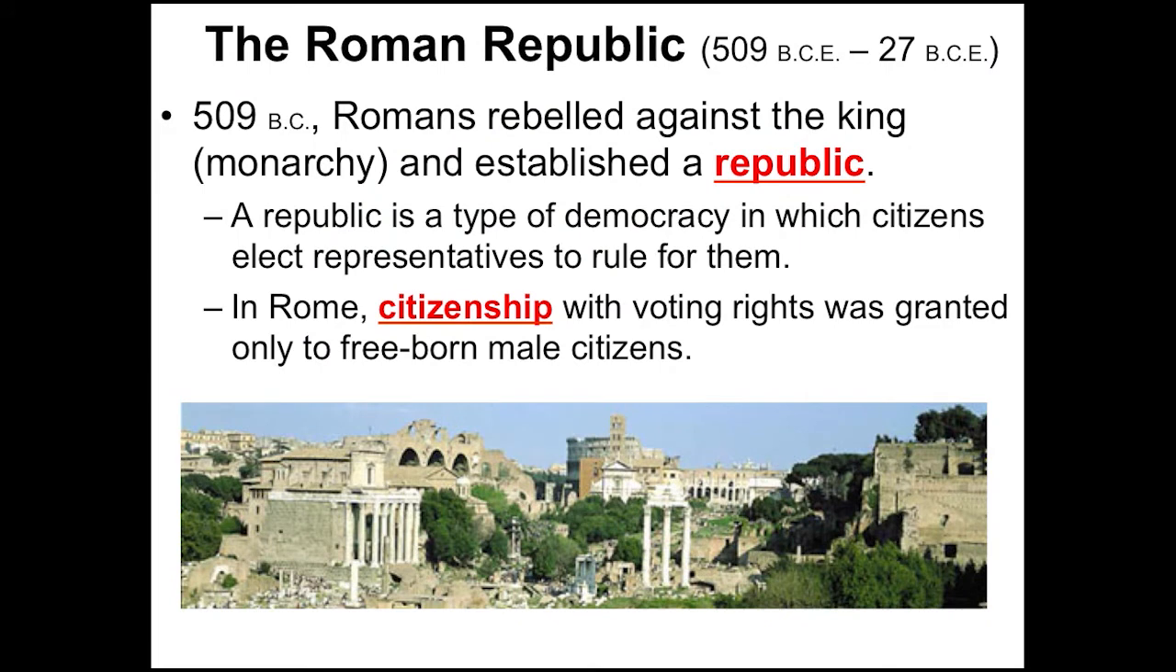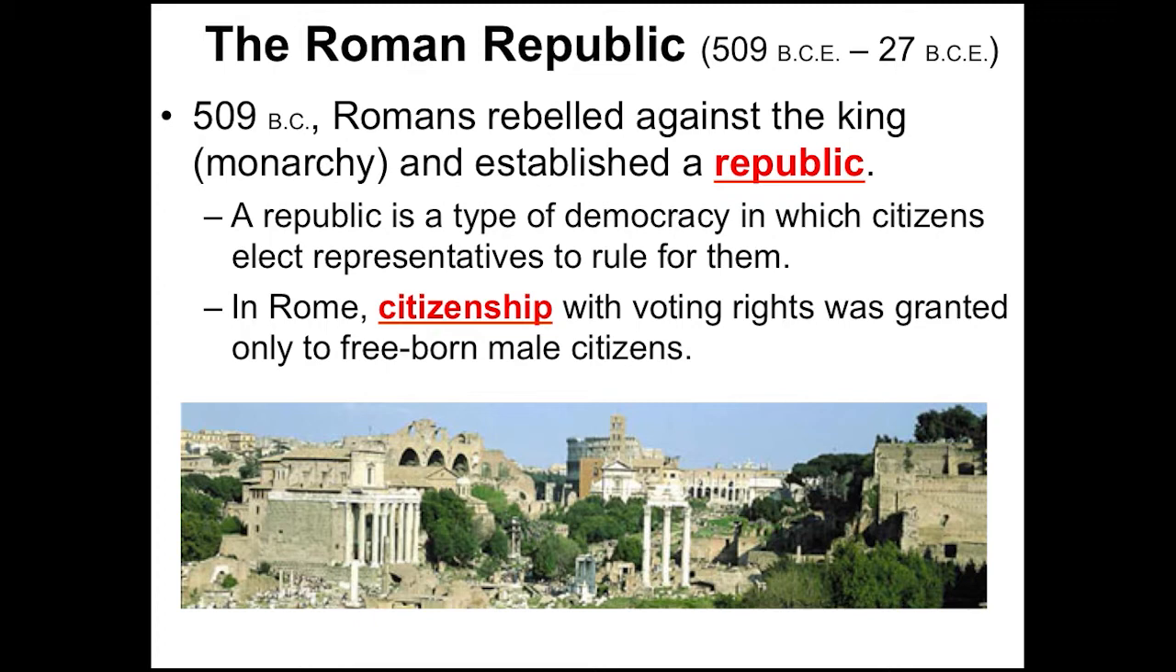Now, in 509 BC, the Romans had a king. And the king was a foreign king, an Etruscan king. And the Romans themselves rebelled against that king, and they established a republic. Now, this is really important because a republic is a type of democracy in which citizens elect representatives to rule for them. That's what a republic is. Sound familiar? Yes, we have a republic. Our republic is based on the republic of ancient Rome.